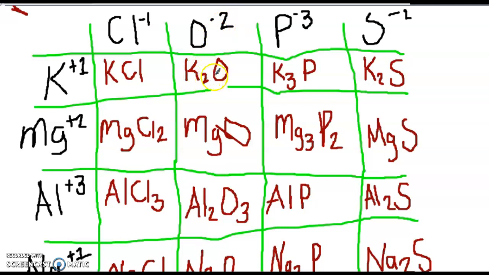charges, you get K2O. If you take K plus 1 and cross it with P negative 3, you cross the charges, you get K3P. If you take K plus 1 and S negative 2 and you cross the charges, then the 2 drops down behind the K and you never write a 1. So K2S would be your correct formula.